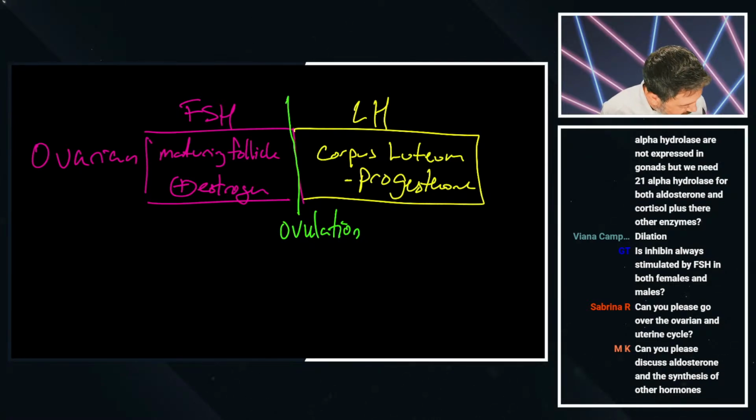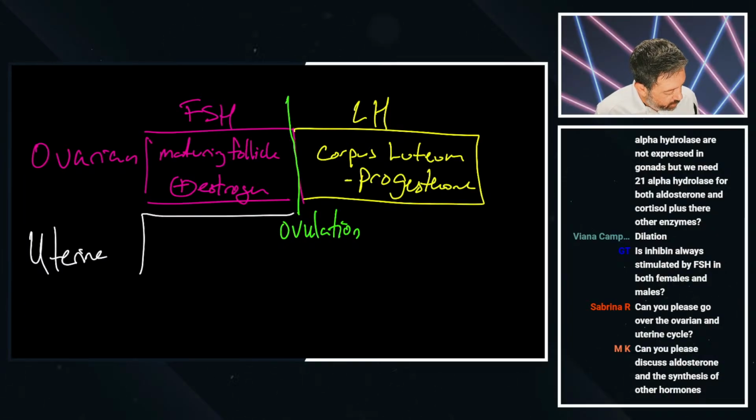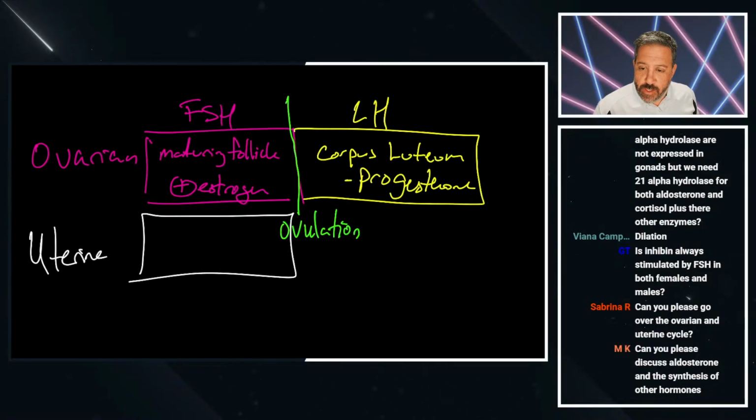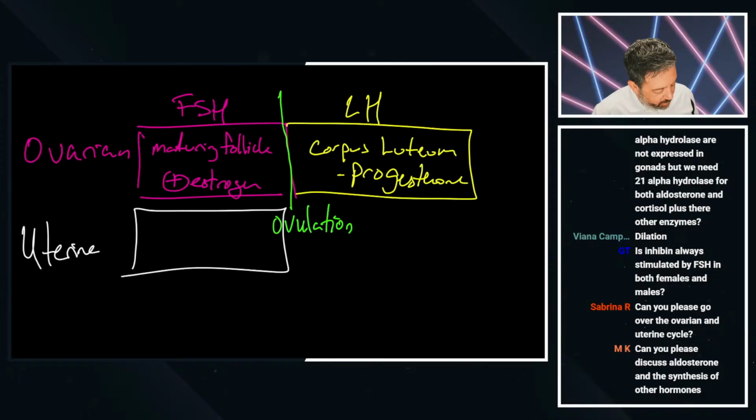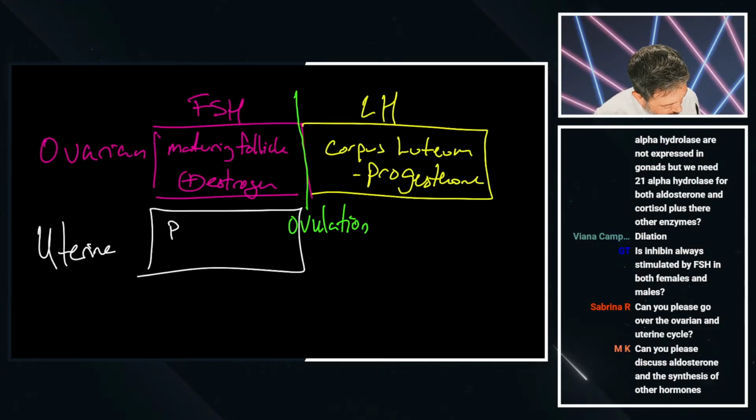Now we also have the uterine cycle. Okay, while the ovaries are in the follicular phase, the uterine cycle is in the proliferative phase.